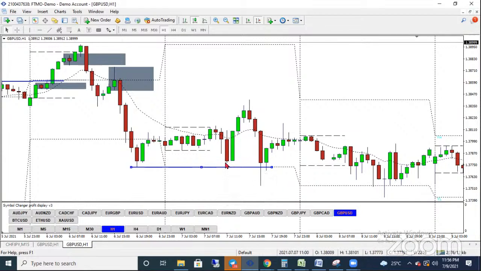That would have given us like 1%, then pushed back and gave us another entry, and then we'll resume our sell. But let's move on.